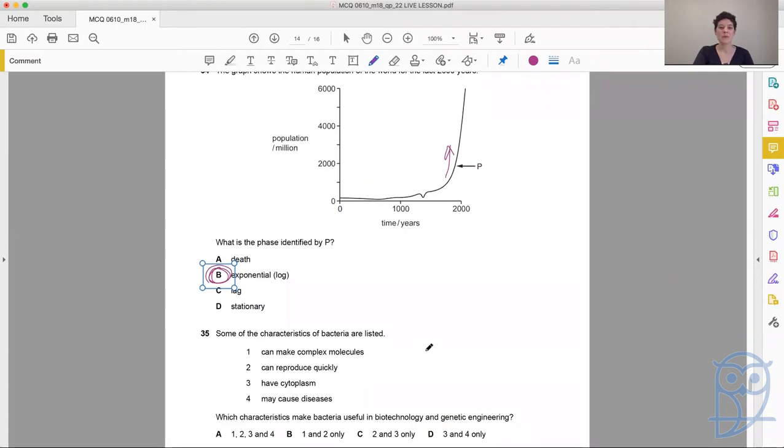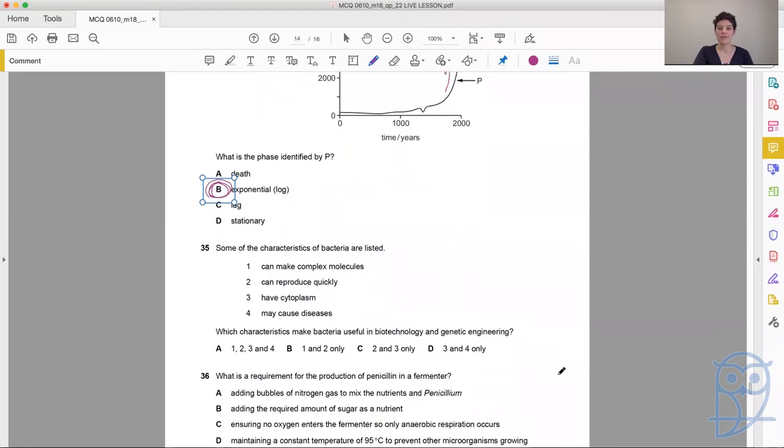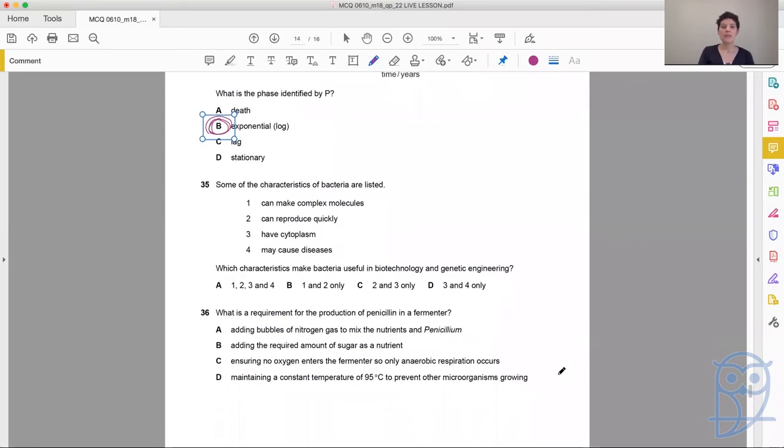Question 35. Some of the characteristics of bacteria are listed. They can make complex molecules, they can reproduce quickly, they have a cytoplasm, and they may cause diseases. Which characteristics make bacteria useful in biotechnology and genetic engineering? So is their ability to make a complex molecule useful? Absolutely, that's the whole point. Is the fact that they can reproduce quickly useful?